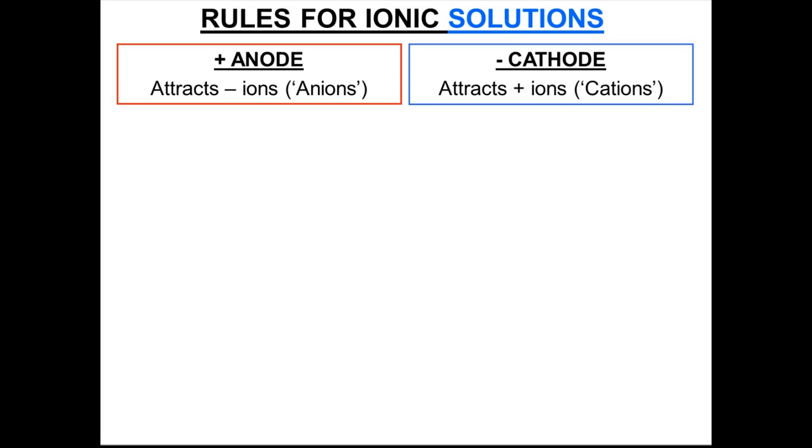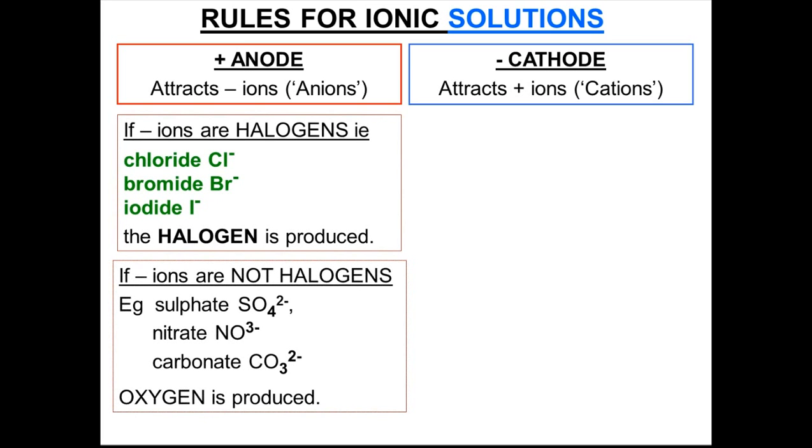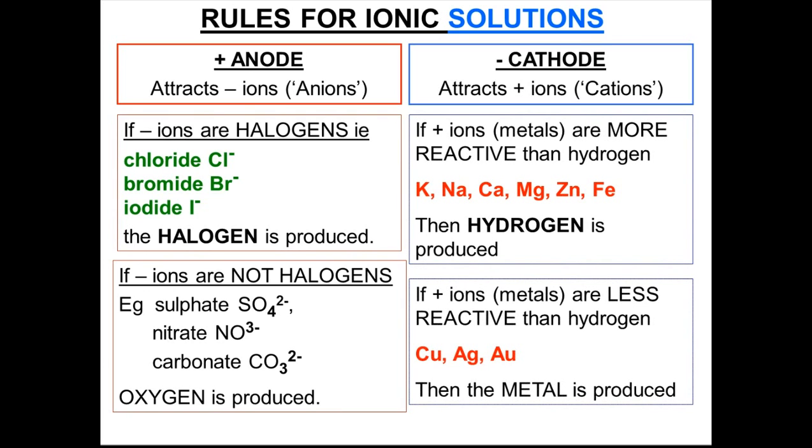So these are our rules then, okay? What's happening at the anode and what's at the cathode. And this is the crux of it. This is what you need to know. So if ions are halogens at the anode, the halogen is produced. If the ions are not halogens, however, oxygen is produced and water is left behind. At the cathode, the rules are that if the ions are more reactive than hydrogen, then hydrogen is produced. So for example, there we've got some metals which are more reactive than hydrogen. If the ions, however, are less reactive than hydrogen, then the metal is produced. So this is something that is absolutely key to understand and know, so please pause if necessary.